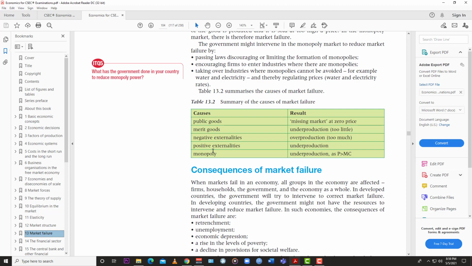It's either negative or positive. So how can negative externalities cause the market to fail in tamarind balls? Now let's look at it like this. Tamarind is a tree, a plant. Now one of the biggest negative externalities out there, and as an example, is of course pollution.